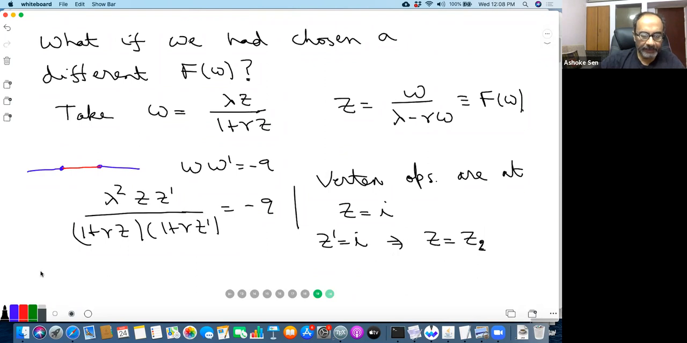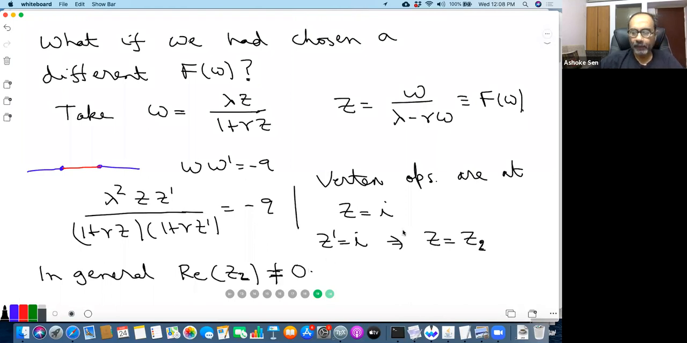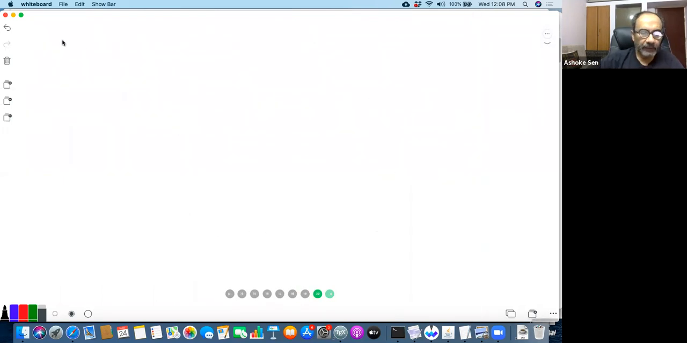But in general, what you will find, real part of z2 is not 0. So z2 is not on the imaginary axis, so you cannot directly compare with bry because bry are taken to be I and iy. So you have to do a little more work. So introduce a new coordinate system. Introduce new coordinates.